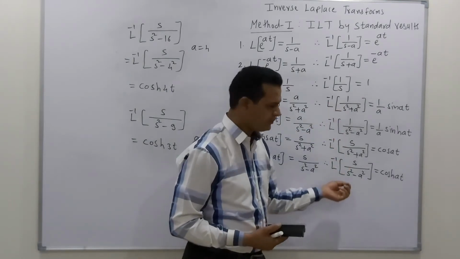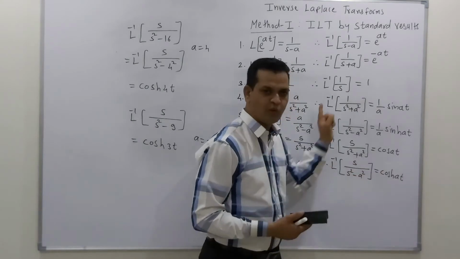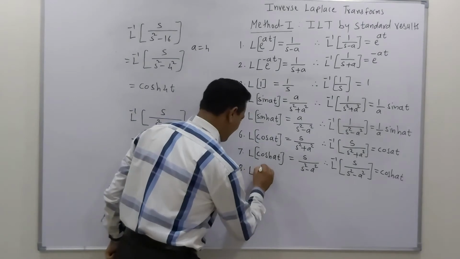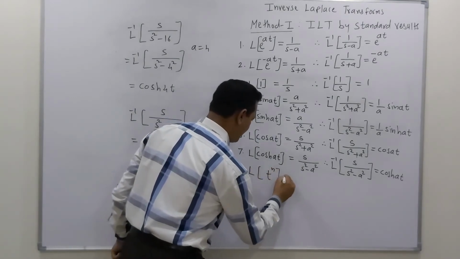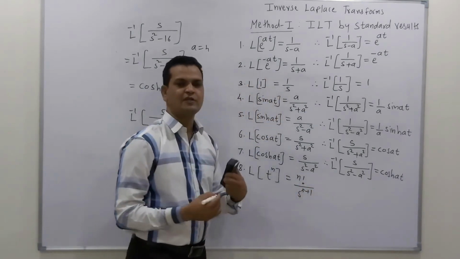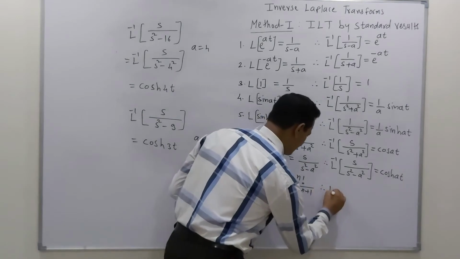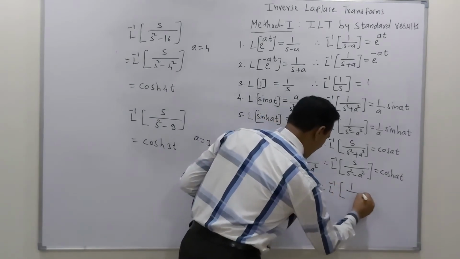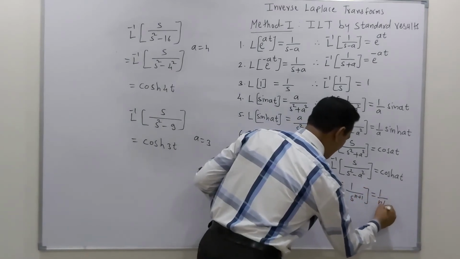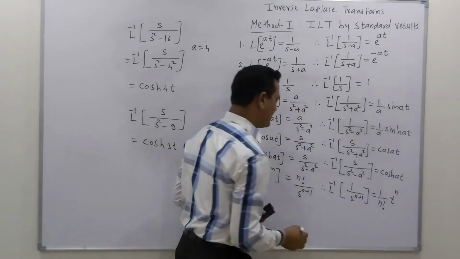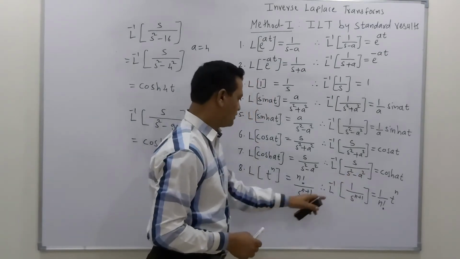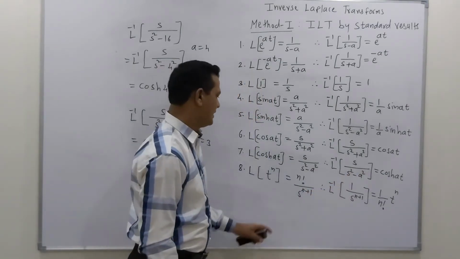Otherwise the denominator term is near about the same. So try to understand this result so that we can easily apply it. Now we know the next result, Laplace transformation of t raised to n, which is n factorial upon s raised to n plus 1. So if we take the inverse Laplace transformation of 1 upon s raised to n plus 1, then this inverse Laplace transformation is 1 upon n factorial into t raised to n, because this n factorial is a constant term. So we can take it on the right side and write this as 1 upon n factorial into t raised to n.